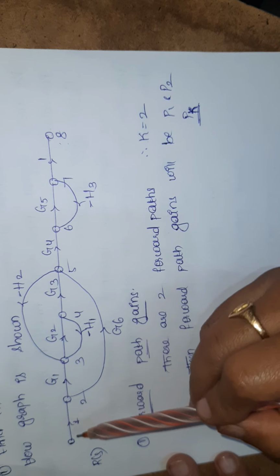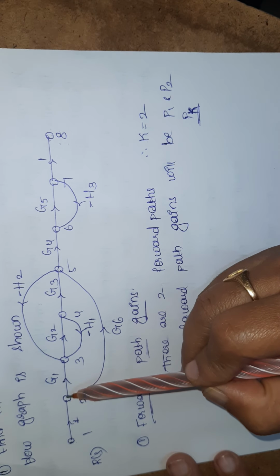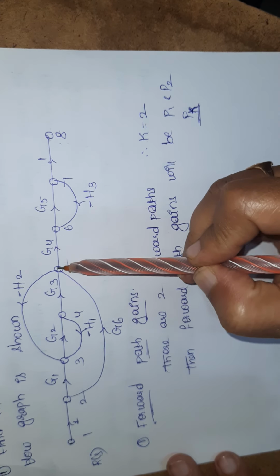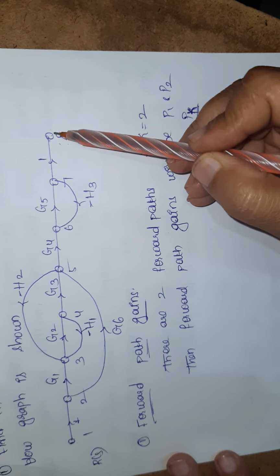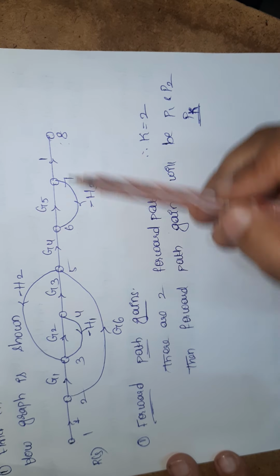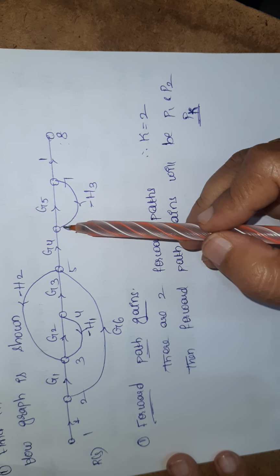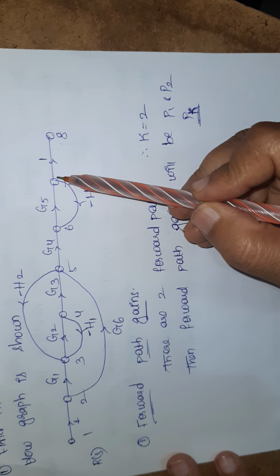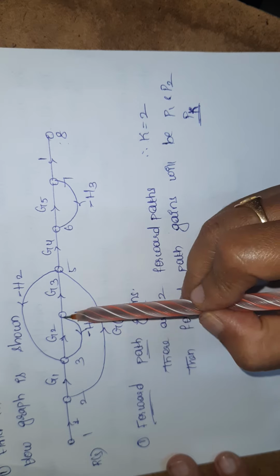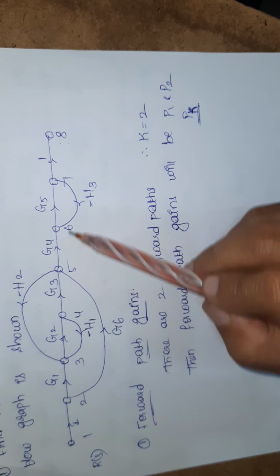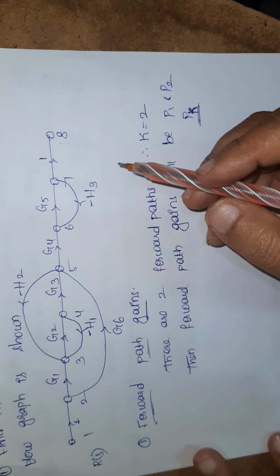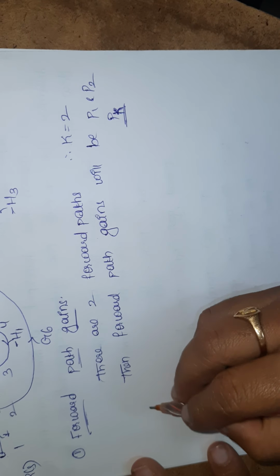What is that? 1, 2, 5, 6, 7, 8. And these are all backward paths. They are from this node to this node, this node to this node, and this node to this node. They are moving backside, not forward. Okay, only 2 forward paths are there. Now I am drawing the forward paths.